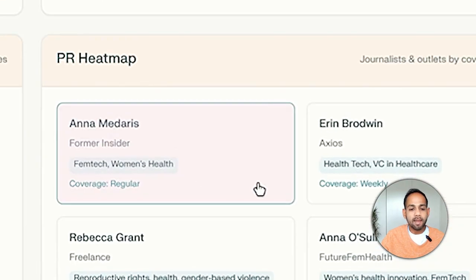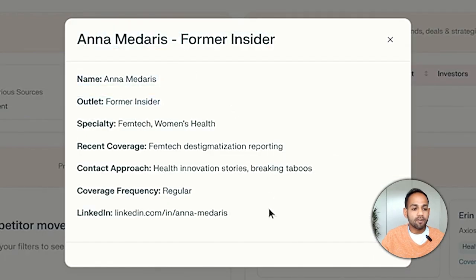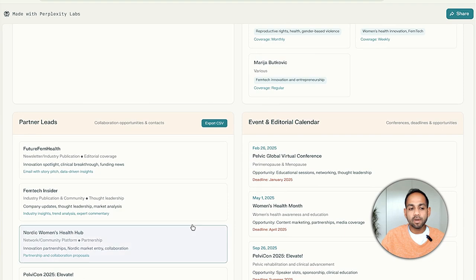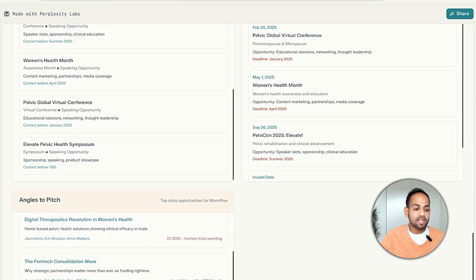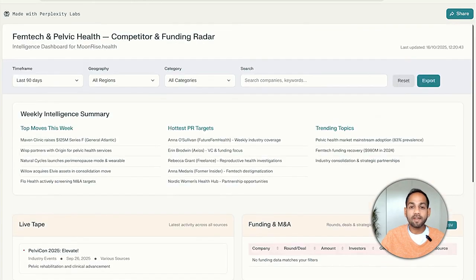You can see some PR heat map, which is what are people writing about? So former insider writing about femtech and women's health. I can get her LinkedIn. Obviously, I can connect this to other workflows to make it even more automated. I can look at partner leads and I can export this, right? So all of a sudden, I have a business development dashboard that can find me partners, that can find me journalistic opportunities, that can find me competition.